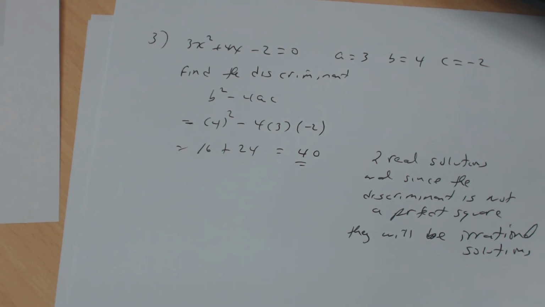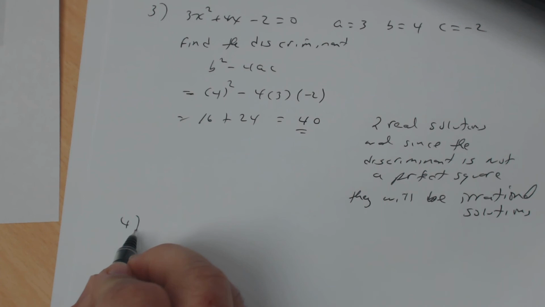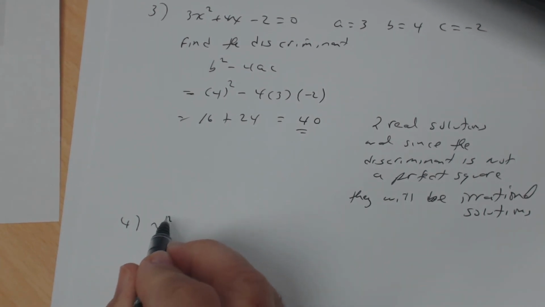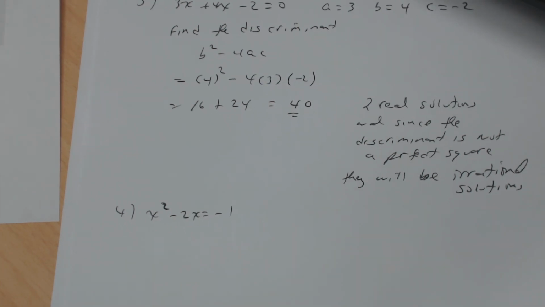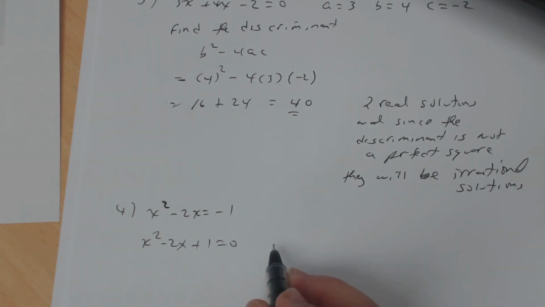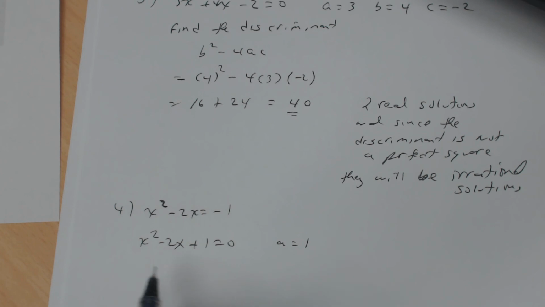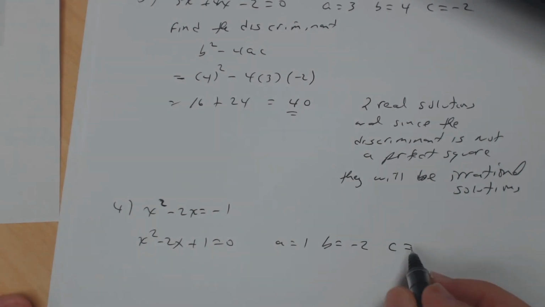All right, suppose we had number 4. Suppose we had x squared minus 2x equals negative 1. Again, if I add 1 to both sides, it's got to be in standard form. So I get x squared minus 2x plus 1 equals 0. So A is 1, the coefficient of x squared. B is the coefficient of x, that's negative 2. And C is your constant, so that's a positive 1.